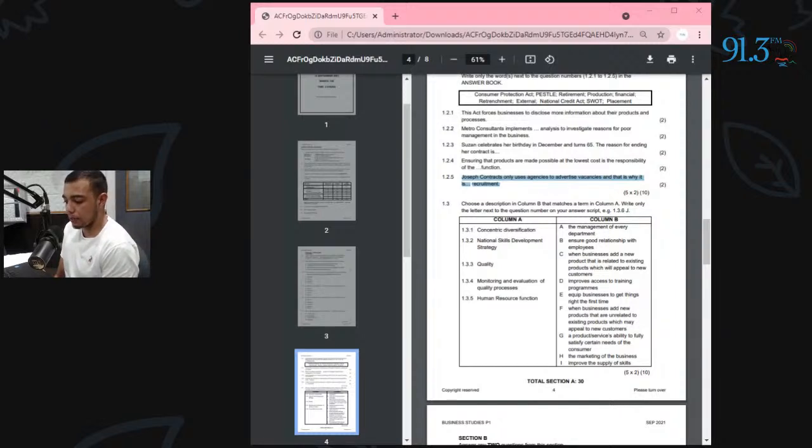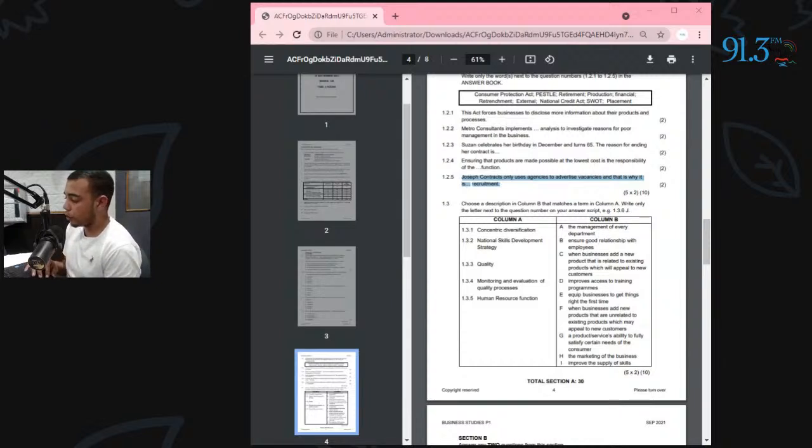Why is that the answer? Because John Contracts uses agencies. So they use agencies to advertise the vacancies, meaning they are looking for people outside of the business, to employ people from outside of the business. If it was internal recruitment, John Contracts would now employ someone within the business and give them a better position within the business. So that's your answers for 1.1 and 1.2.